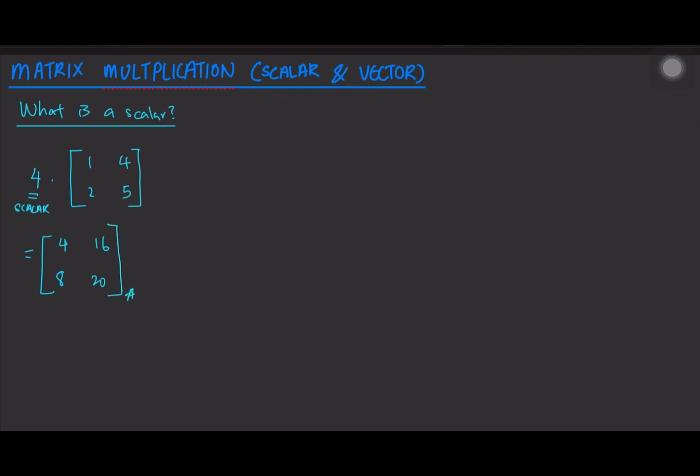Now, moving on, we have the vector multiplication. And this is a bit more complex, right? But don't worry, you'll understand it. Let's say we have a matrix 1, 4, 5, 7 multiplied by another matrix 2, 5, 4, 6.